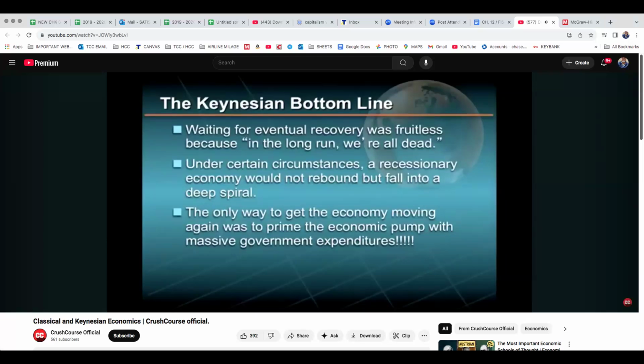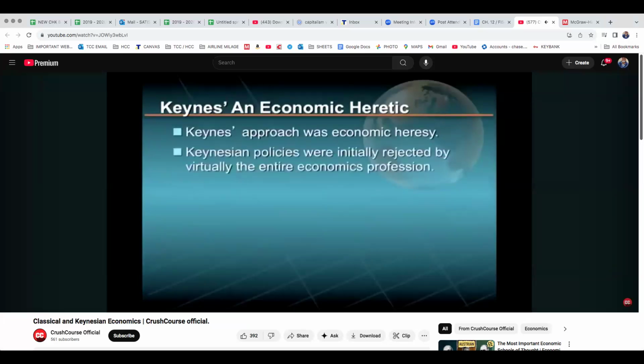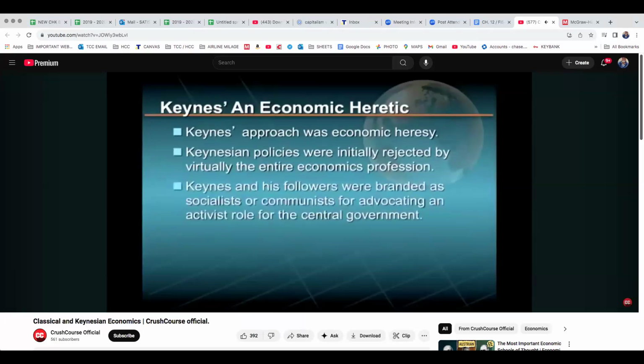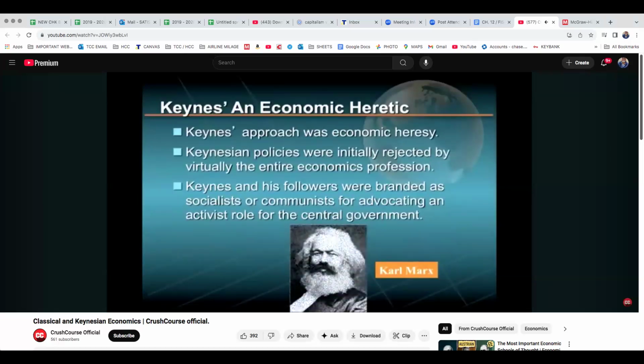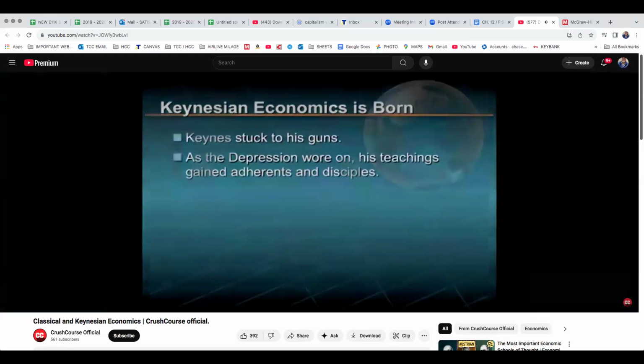with massive government expenditures. From an historical perspective, it is important to emphasize that, at the time, Keynes's approach was economic heresy. Indeed, the Keynesian prescription was initially rejected by virtually the entire economics profession. Far worse, Keynes and his followers were branded as socialists or even communists for advocating such an activist role for the central government. But to his credit, Keynes stuck to his guns, and as the Depression wore on, his teachings gained both adherents and disciples.